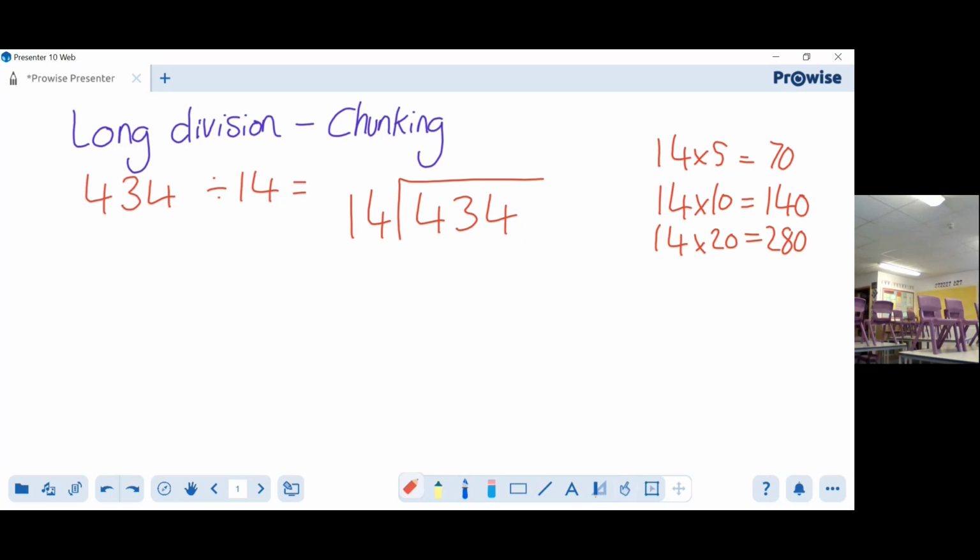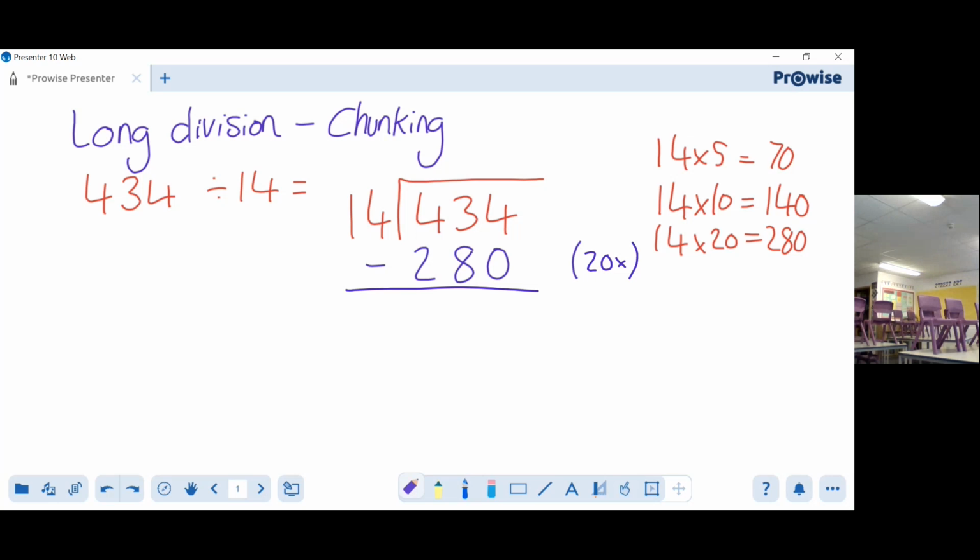Now, looking over here at this side of the board, I can see my chunks and my lots of 14. 280 I'm able to take away from 434 because it is smaller than that number. So that's a good place to start. So I'm going to take away 280 from 434. And that is 14 lots of 20. Just on the side, it's 20 lots of 14, not 14 lots of 20. But I'm just going to write down how many lots of that is on the side. So it's 20 lots of 14.